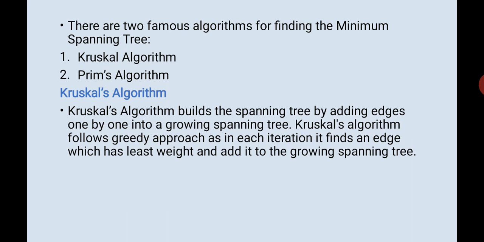Kruskal's algorithm builds the spanning tree by adding edges one by one into a growing spanning tree. How do you do it? You add one edge at a time, by growing a spanning tree. Kruskal's algorithm follows a greedy approach, as in each iteration it finds an edge which has the least weight and adds it to the growing spanning tree. So how will you do it? You will take one edge, right, and edge by edge you will build the spanning tree.